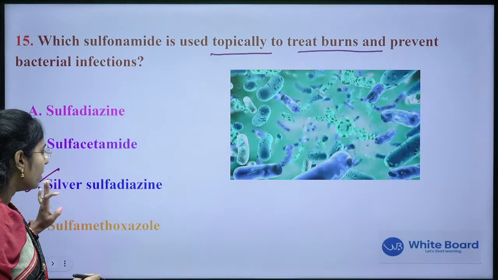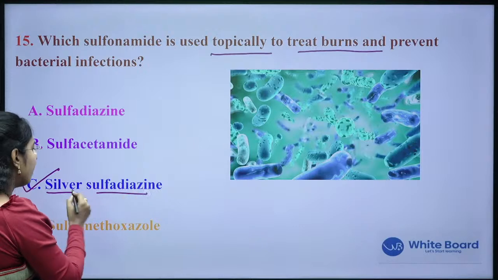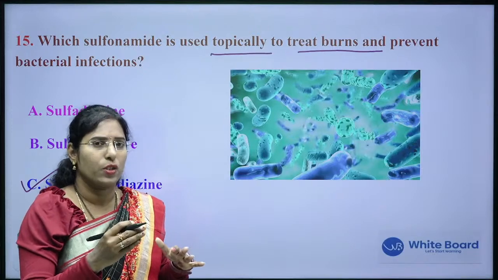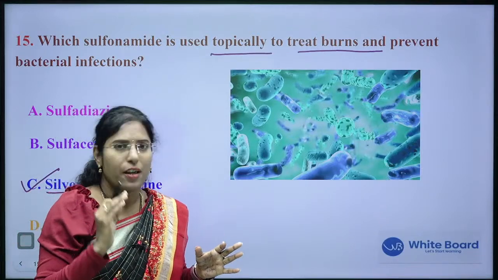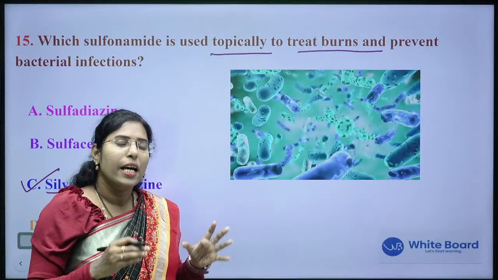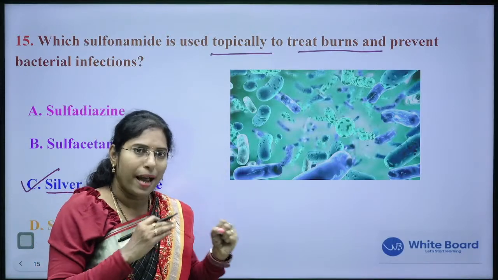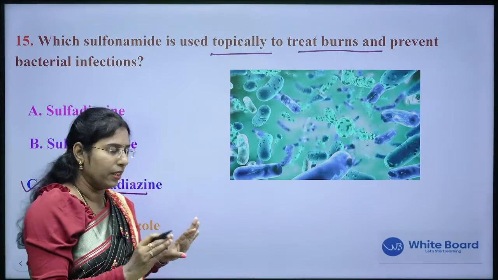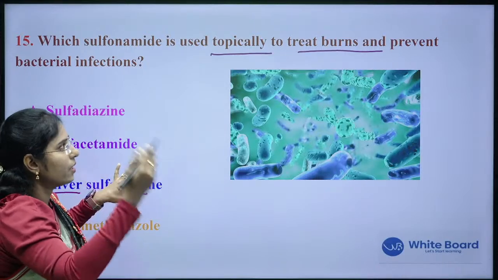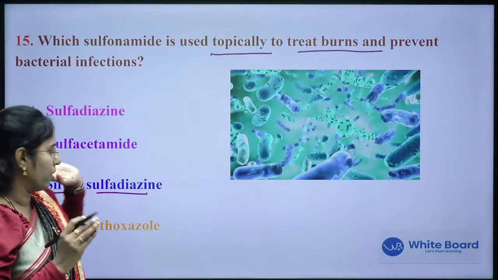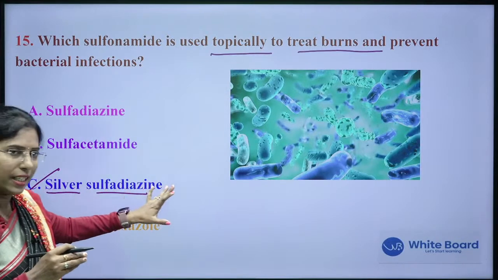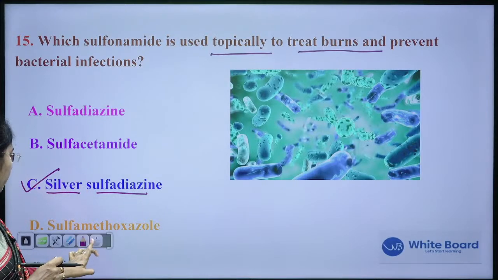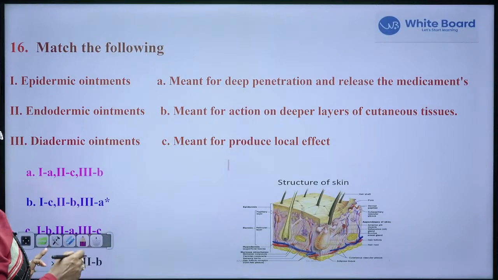So, here this silver is a metal in the combination. This metal acts by protein precipitation, that is it has an astringent effect. Because of that astringent effect, it will cause the protein precipitation of the bacteria. And whereas sulfadiazine inhibits the synthesis of folic acid of that bacteria. So, overall it prevents the bacterial infections. So, here silver sulfadiazine, which consists of a metal, is used topically in order to treat burns. Coming to the next question.